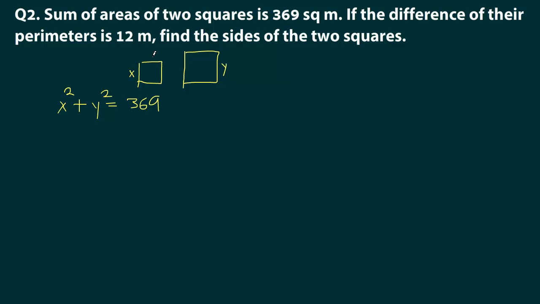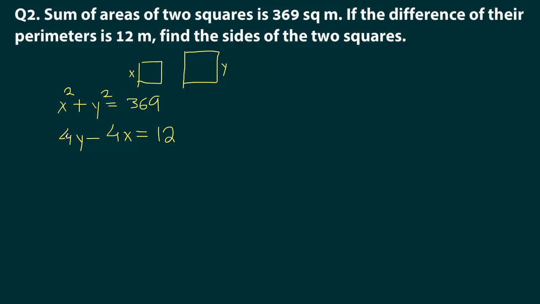Now what is the perimeter? The perimeter is x plus x plus x plus x, which is 4x. Here we have the perimeter as 4y. So we have 4y minus 4x equals 12. It does not matter whether we have 4x minus 4y or 4y minus 4x. For our purposes, we are assuming that y is the bigger square and x is the smaller square. So now we have two equations and two variables, so we should be able to solve this.